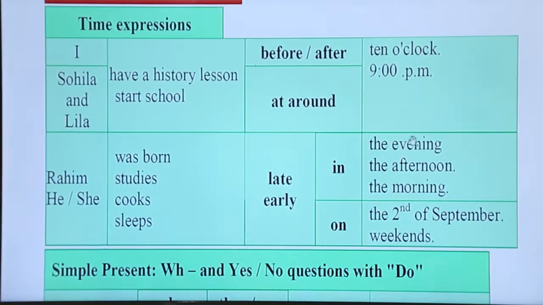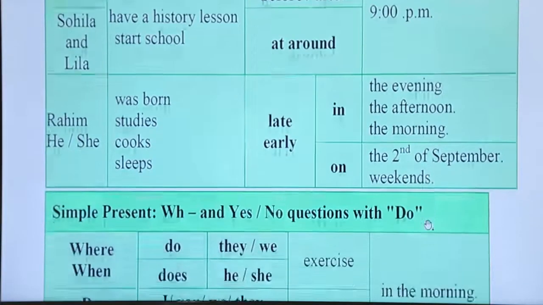In. برای evening ما این استفاده میکنیم. برای afternoon in. And for the morning also we have to use in: in the evening, in the afternoon, in the morning. But with the time or with the dates, برای تاریخ ما چی استفاده میکنیم؟ On. On the 2nd of September or on weekends. Rahim sleeps late on weekends. Or Rahim studies early on the 2nd of September.